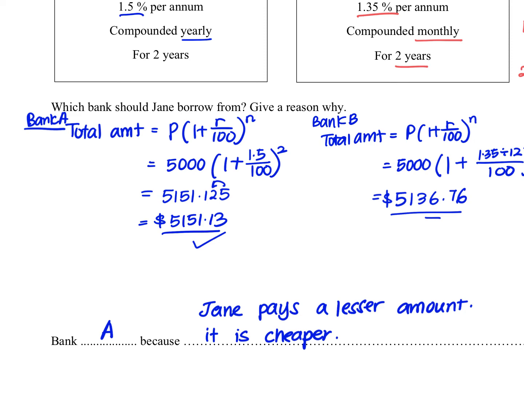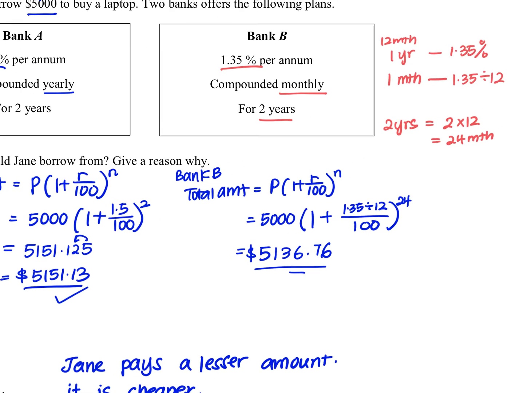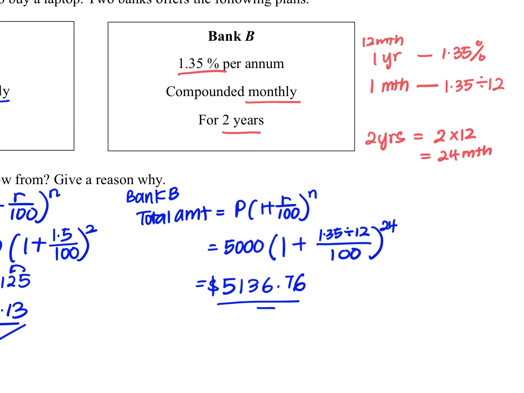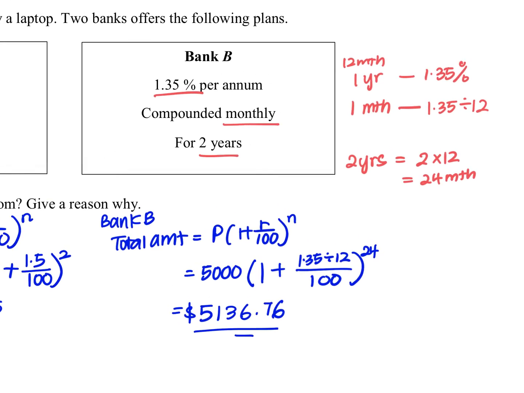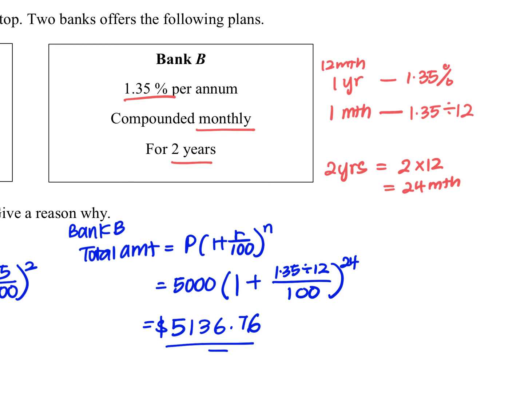Alright, now this is the way that you find compounded monthly. If I have compounded monthly, I'll need to change the interest rate from year to month. So 1 year is 1.35%, and for 1 month I need to divide by 12. I'll also need to change the time. The time is in years, so I'll need to change it to months. Alright, so this is the working that you need to take note of for compounded monthly.